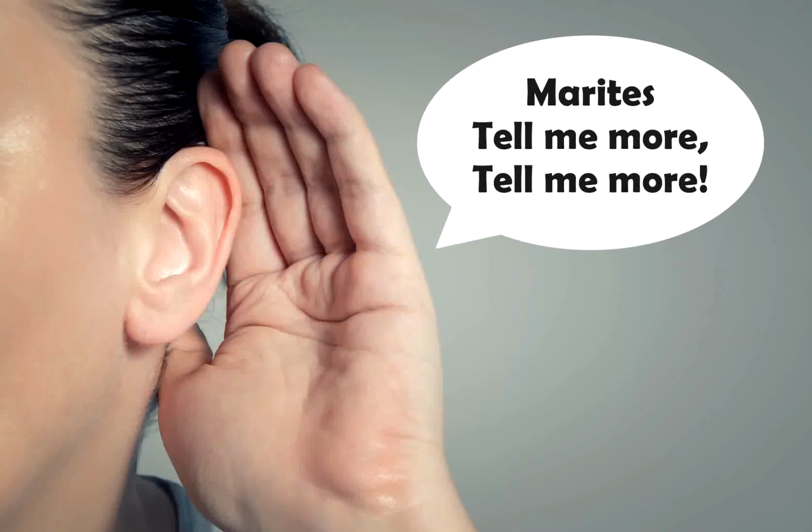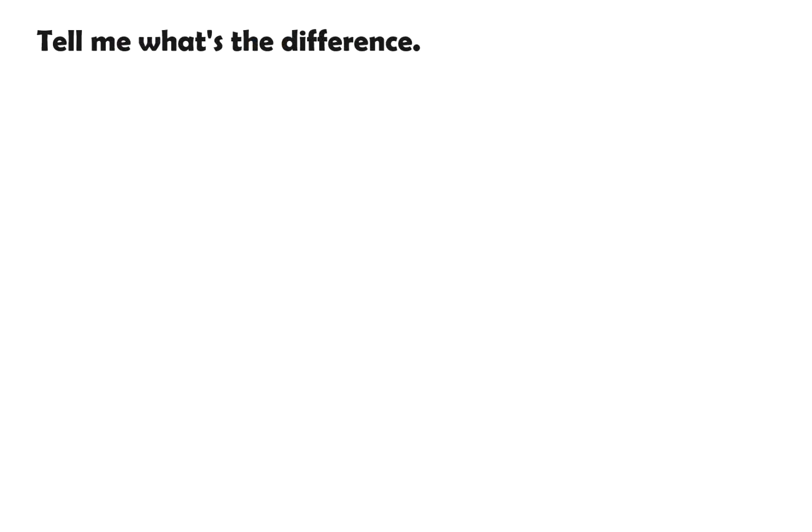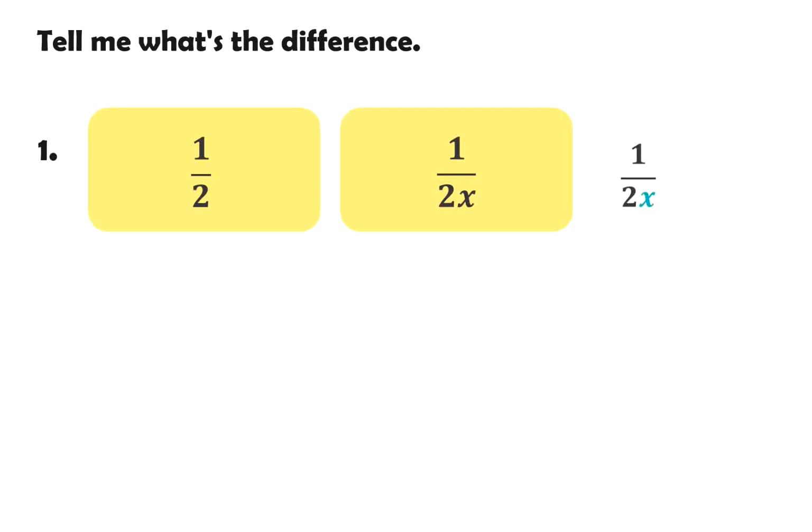Now, before we start, let's have an activity. Yung title ng ating activity is Marites, Tell Me More, Tell Me More. I want you to tell me what's the difference between the two given numbers. So we have here 1/2 and 1 over 2x. Now, kung ang sagot ninyo ay yung variable x, tama kayo. So, yung difference nila, yung isa 1/2, yung isa ay merong x sa denominator.